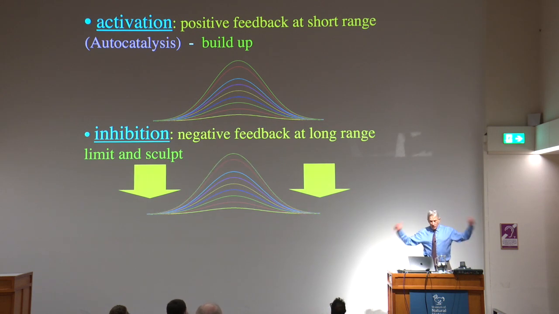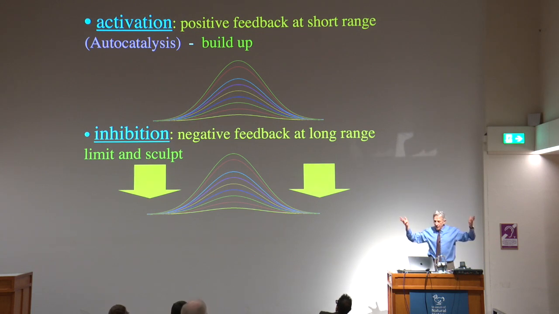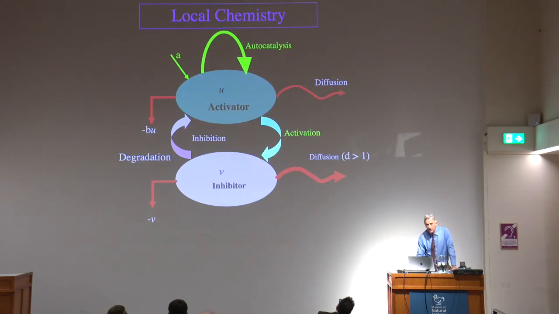So the short-range positive feedback builds up the pattern. But if there were no inhibitor, that would simply take over the whole space. You'd have one huge spot or one huge stripe. The role of the long-range inhibition is to sculpt that pattern, produce voids in between the maxima. And that's where pattern is going to come from.